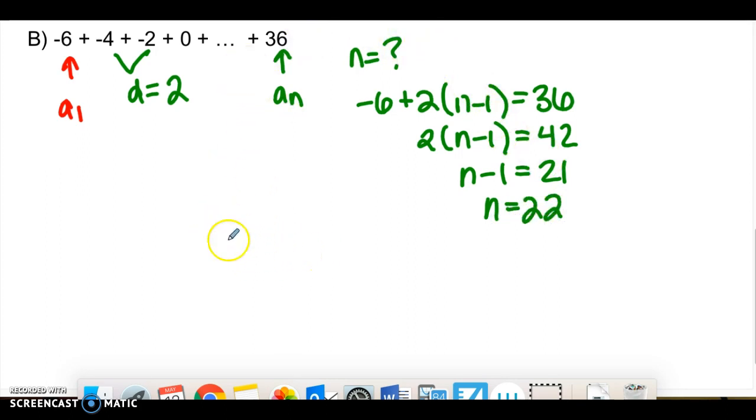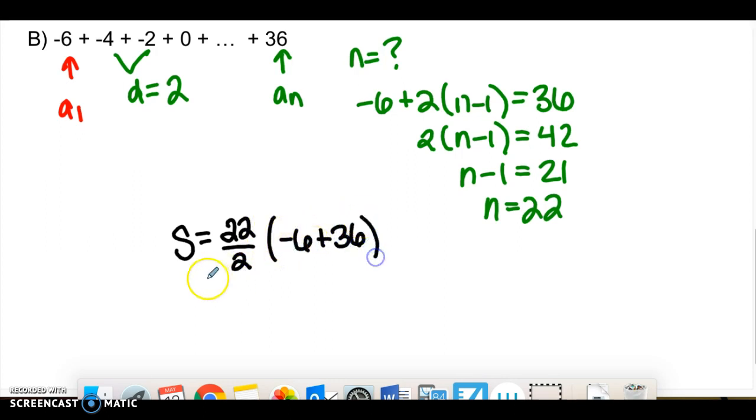We know our first term is -6. We know our last term is 36, so we're going to take the number of terms divided by 2 times the first plus the last. That gives us 11 times 30, which is 330 for a sum.